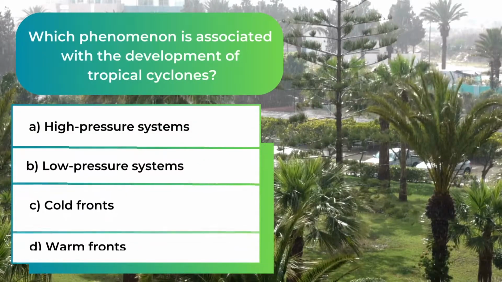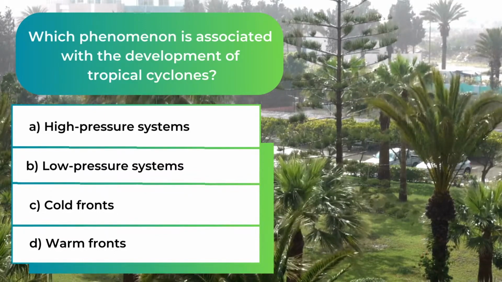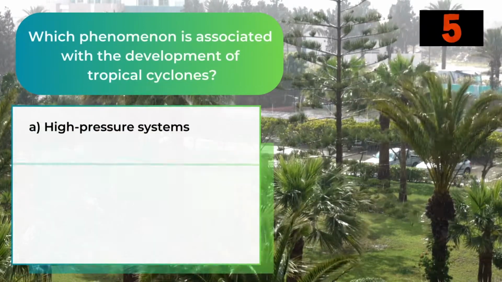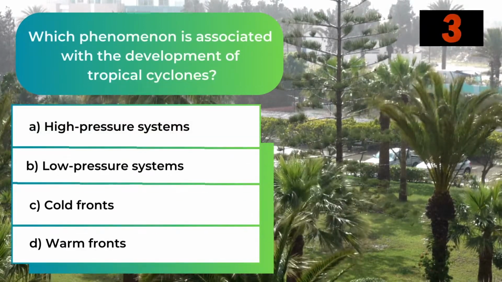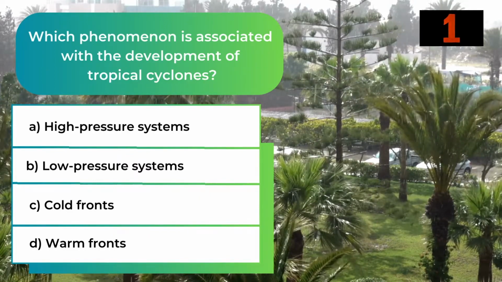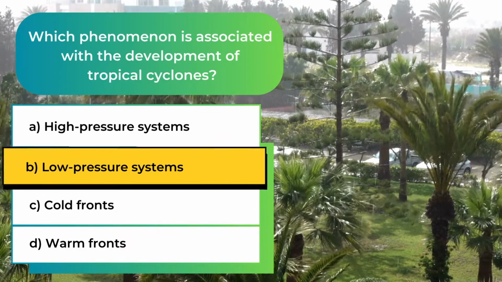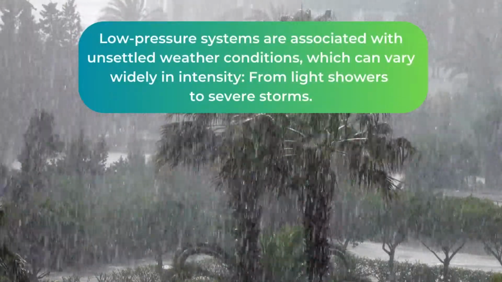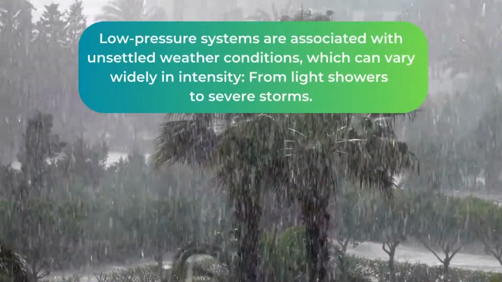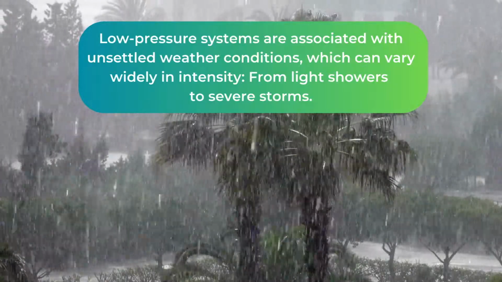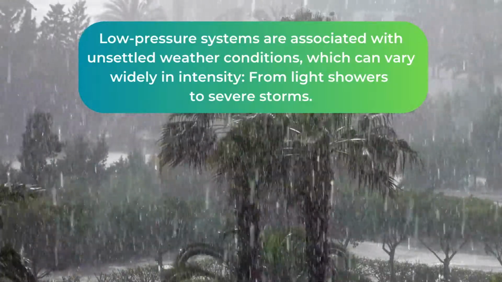Which phenomenon is associated with the development of tropical cyclones? The answer is B. Low-pressure systems. Low-pressure systems are associated with unsettled weather conditions, which can vary widely in intensity, from light showers to severe storms.